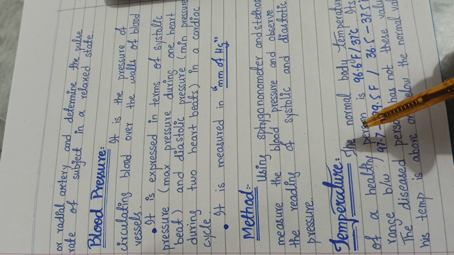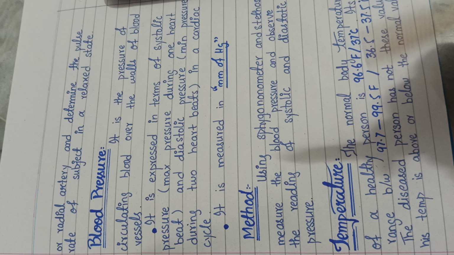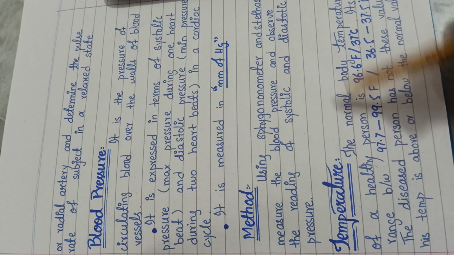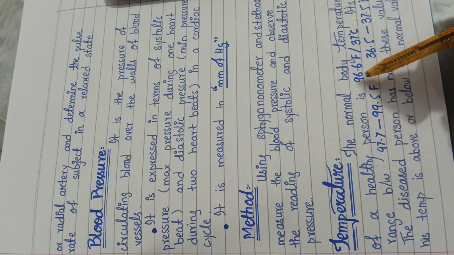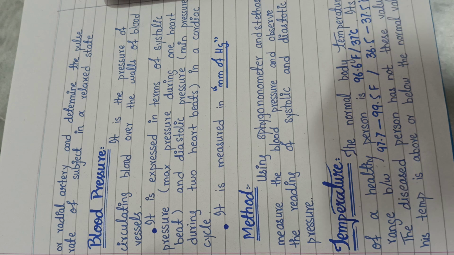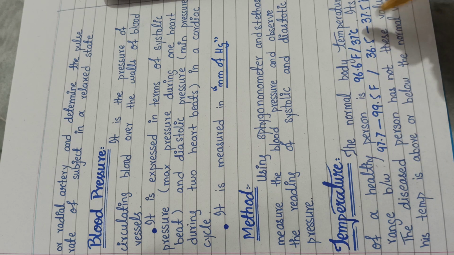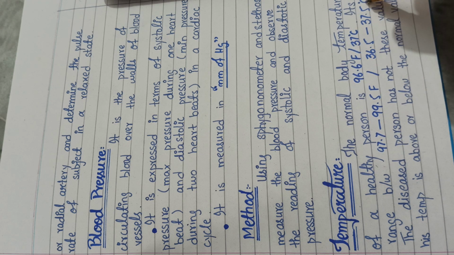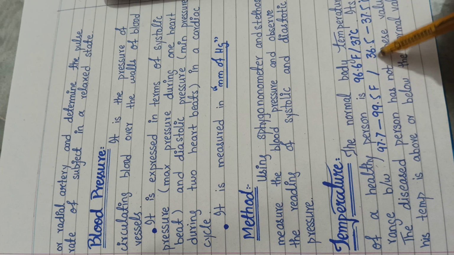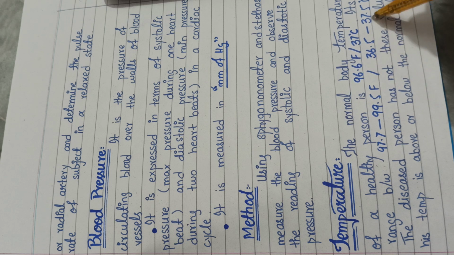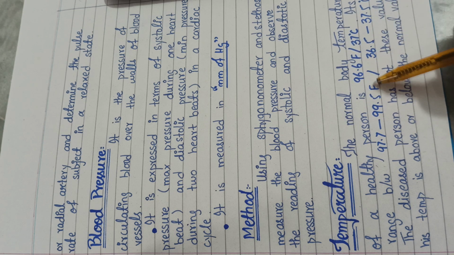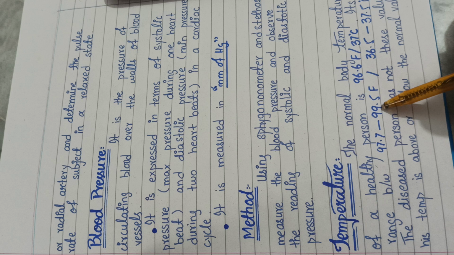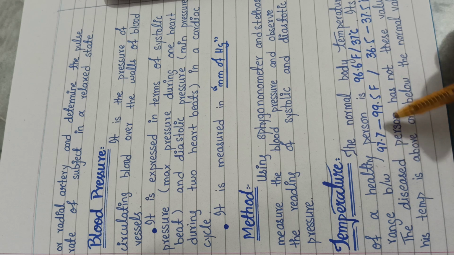Now the other vital function is the temperature. Everybody has a specific temperature. The normal body temperature of a healthy person is 98.6 degrees Fahrenheit and 37 degrees Celsius. The range is also given. For example, in Celsius your temperature should be 36 to 37, and in Fahrenheit it should be 97 to 99.5.